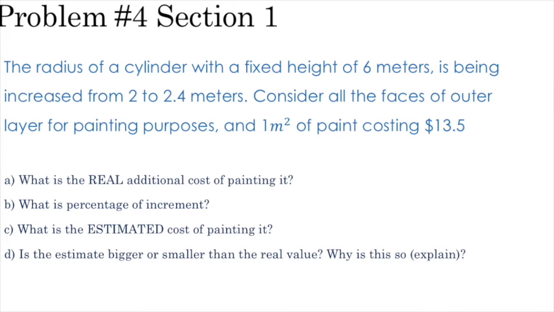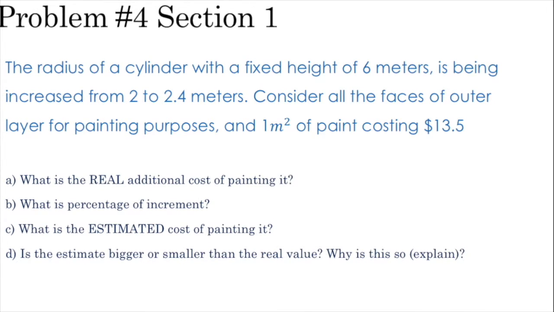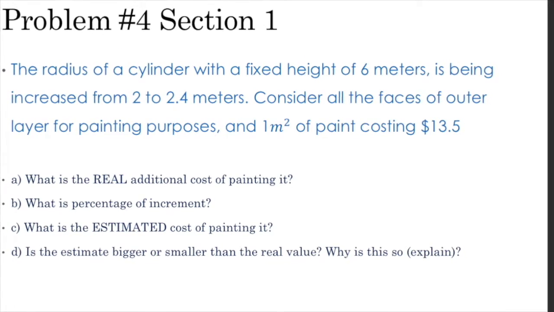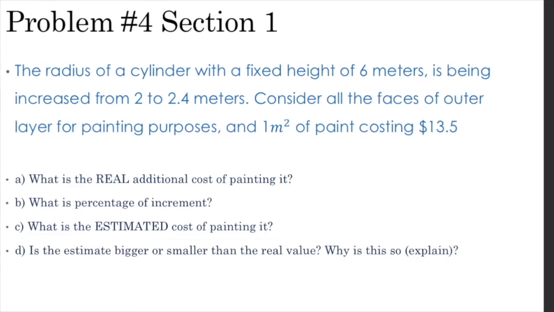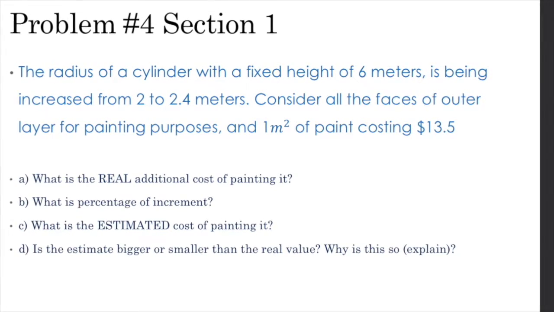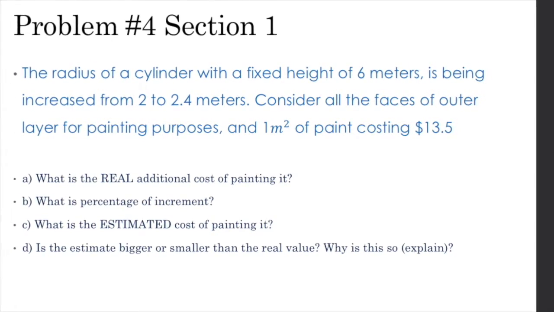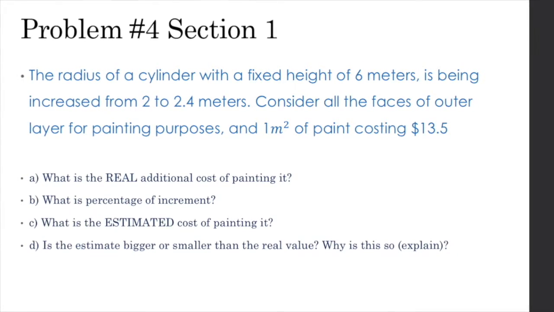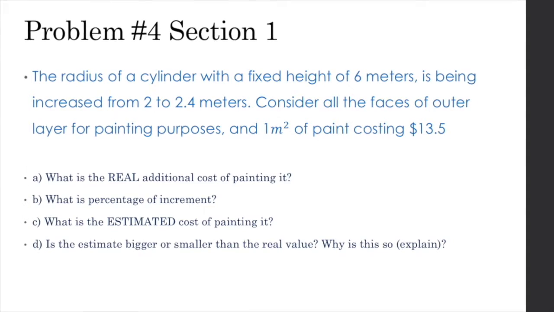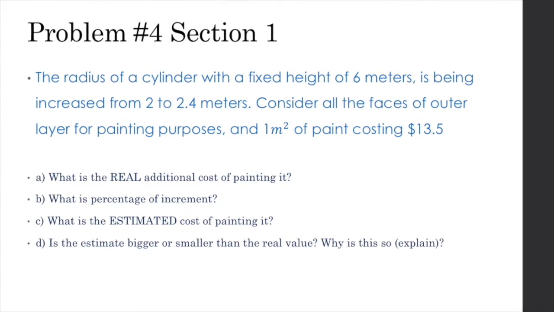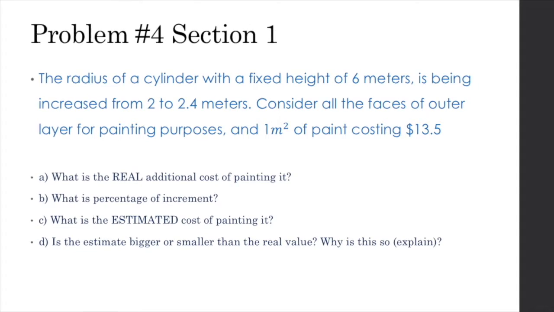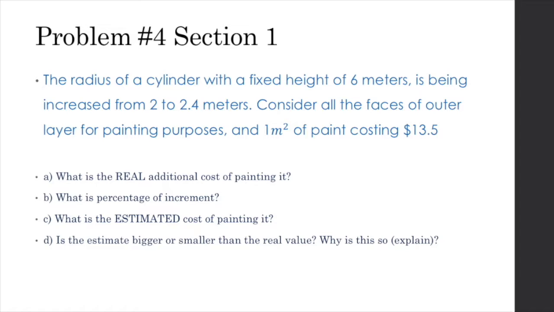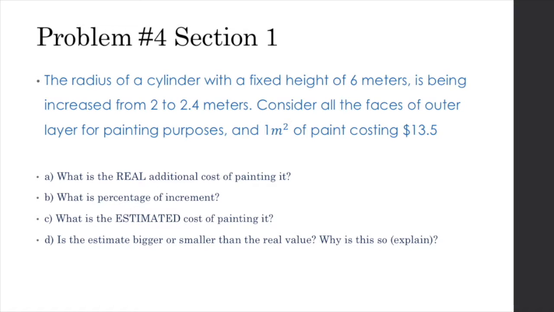This problem says the cylinder increases its radius and its size with it. It asks us what will be the change of cost of painting it on the outside when the radius is 2 and when the radius is 2.4. To do question A about the real additional cost, we need to get the surface area formula for a cylinder and plug in the value of the first radius, then multiply it by $13.5, and that will be the cost. And we repeat the same process for the second radius and compare answers.